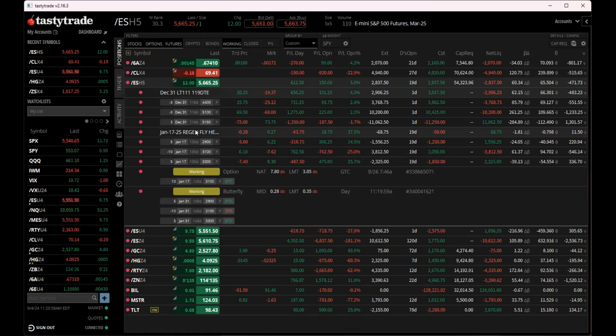Delta target on this BF hedge. Delta target, meaning where you put it on? Is that what you're asking? I'm not sure what you're asking. A profit target? Yeah, where I put it on.